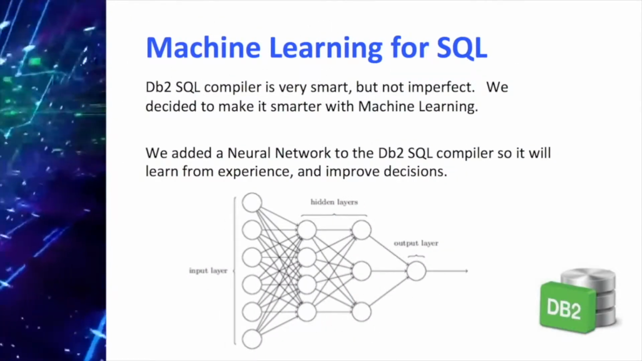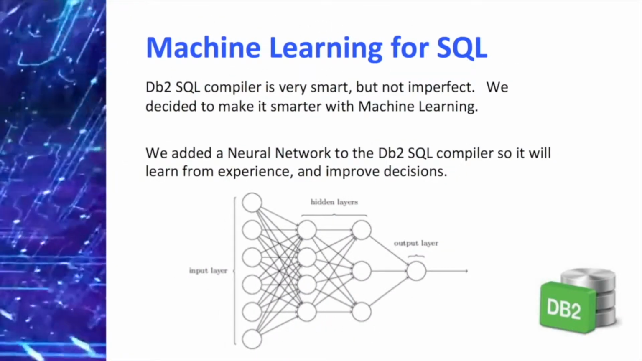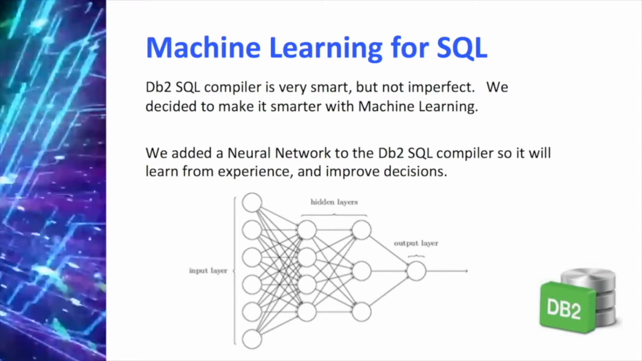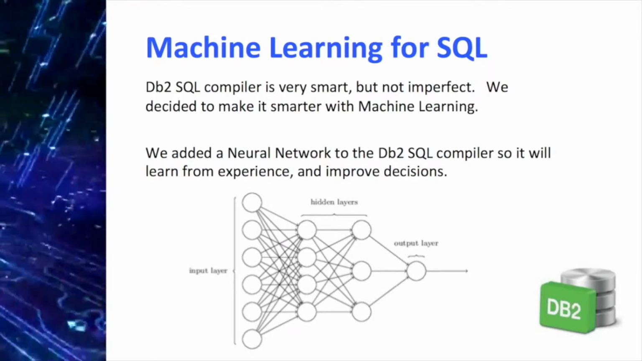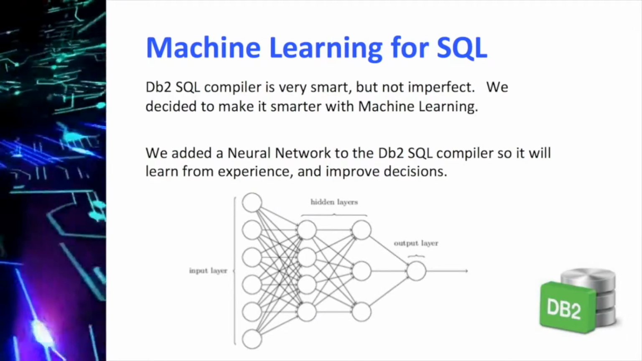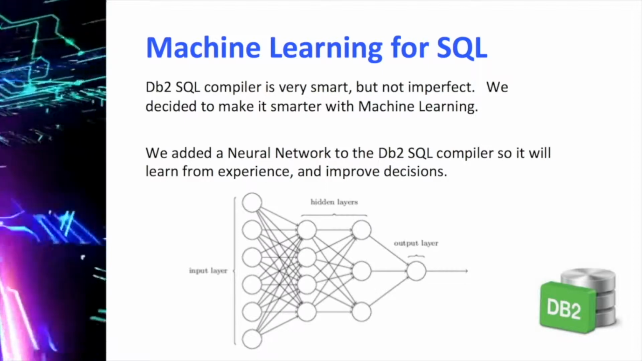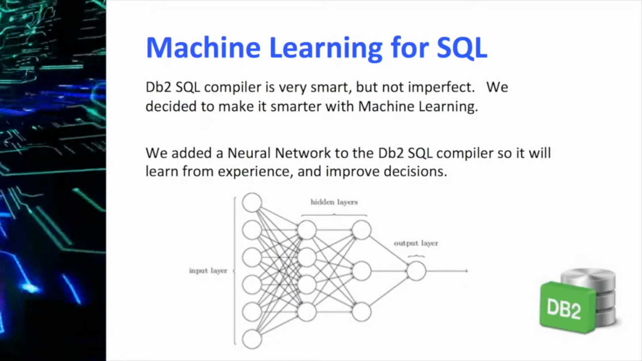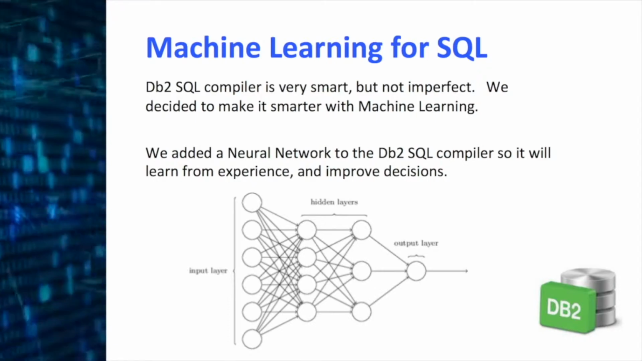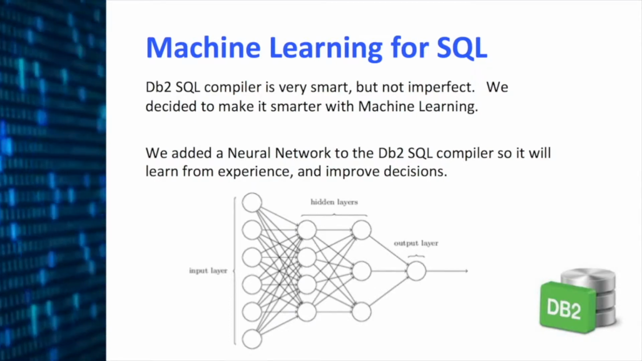So we wanted to apply machine learning methods to see if we could train database systems on arbitrary workloads and arbitrary data to learn from their experience and ever more consistently find the optimal strategy to compute answers to your questions, to your queries. And that's what we're going to show you today in just a few seconds, applying neural networks to the Db2 SQL compiler. So let's have a look.